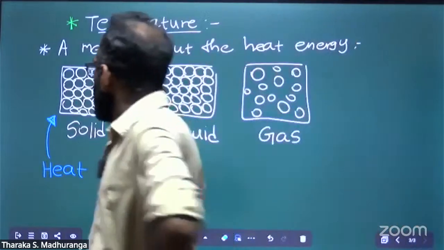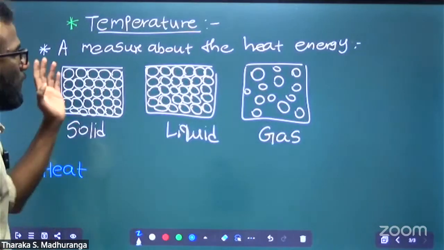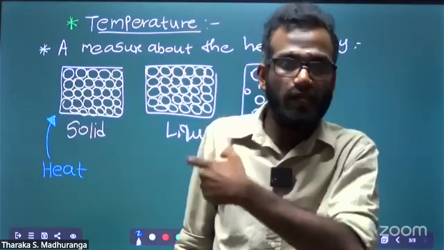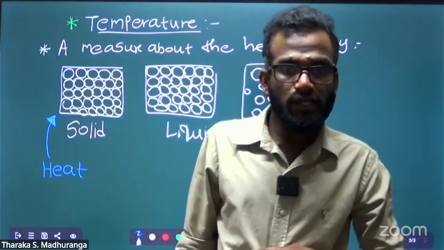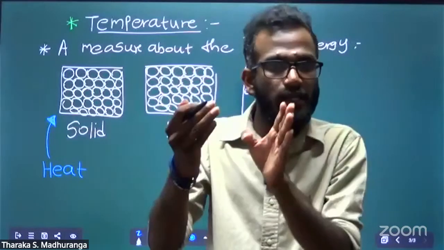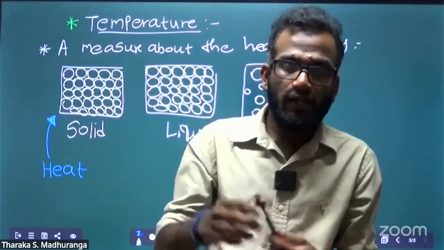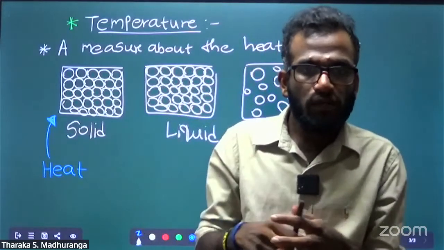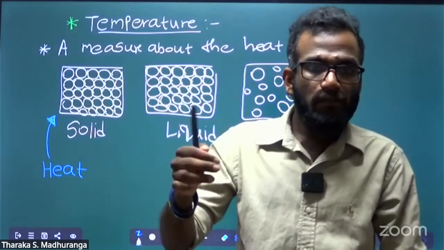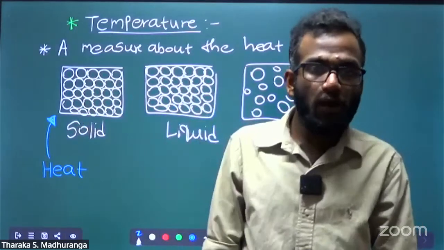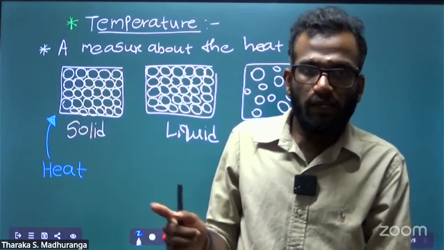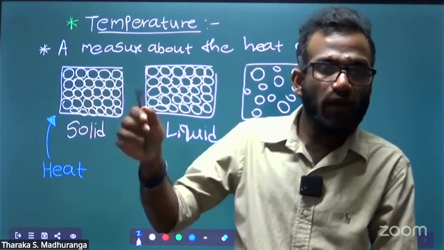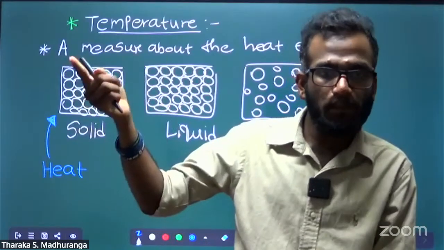Okay, now the temperature is not an energy type. It is a measure about the heat energy. If any object has more heat energy, its temperature is high. The temperature is this kinetic energy amount, actually. The atoms' vibration amount that we call the temperature. It is a measure about the heat energy. If any object has more heat energy, the vibration is increased, therefore their temperature is increased.